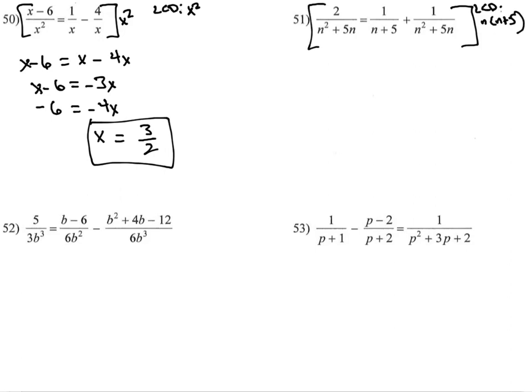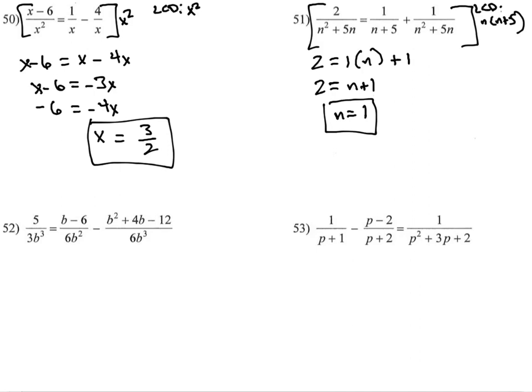So n times n plus 5 is really n squared plus 5n. So that crosses off with the denominator all the way on the left. The 1, we need to multiply by an n. And the fraction all the way on the right, that crosses off as well. So we really have 2 equals n plus 1. So n equals 1. Quick glance, that works just fine.